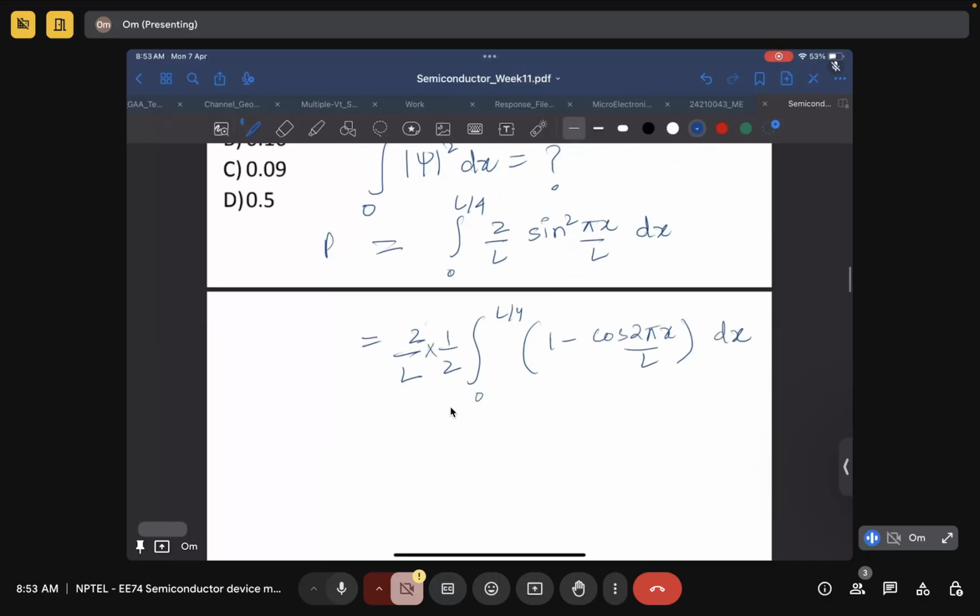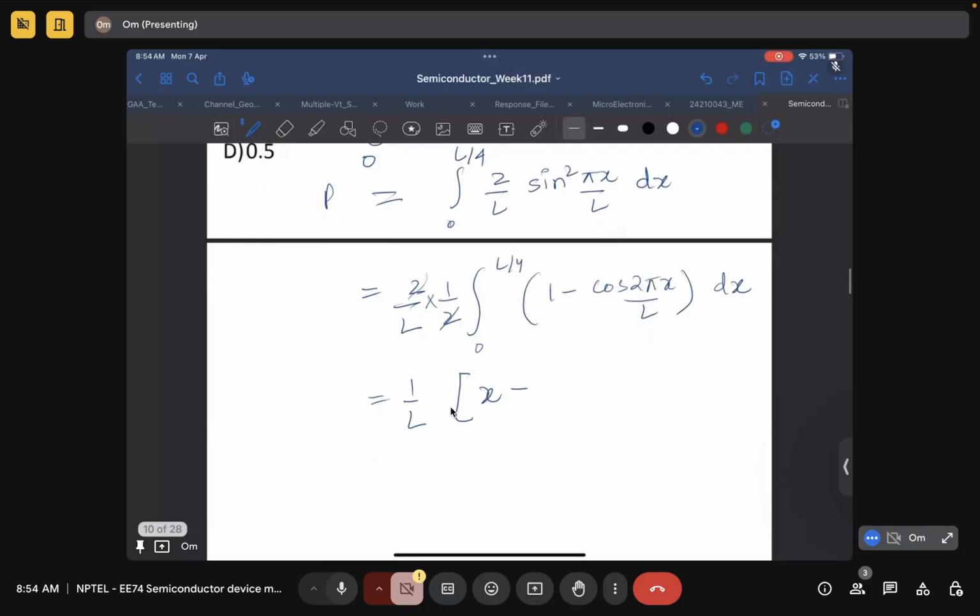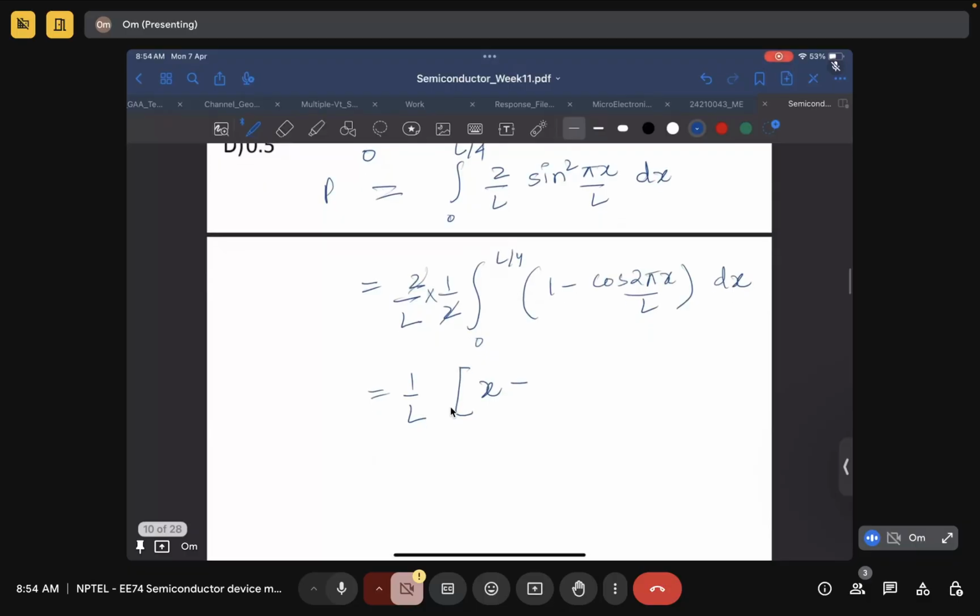This 2 and 2 will cancel. This is 1 by L. Now if I integrate this, it will be x. Sorry. Okay, let's solve this. X minus, no, why will it be 0?